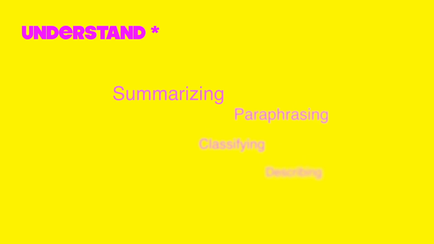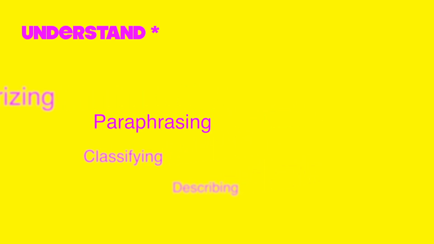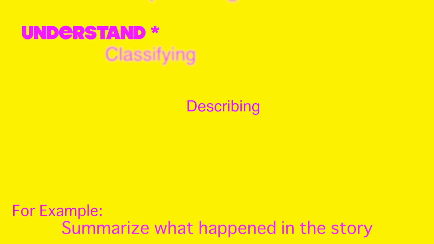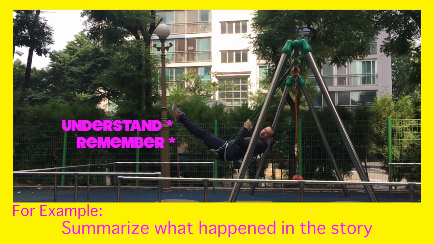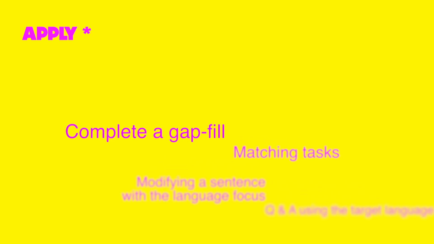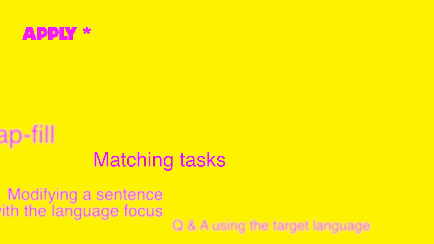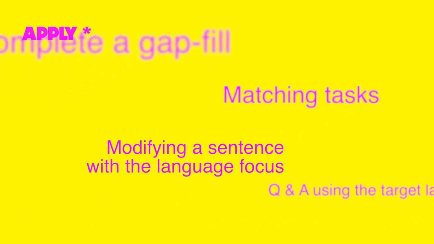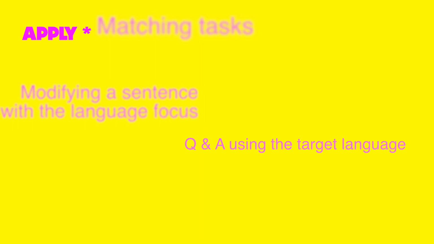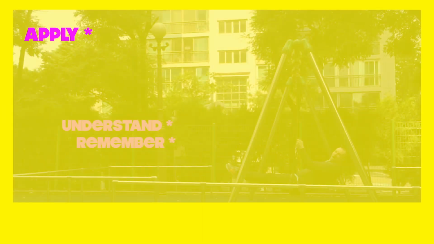So these are basic comprehension questions, it's just remembering. Understand. Students might be summarizing or paraphrasing or classifying things. So an example question might be, summarize what happened in the story. Apply. In a language class, a good example of this would be the practice stage. Students are taking the target language for that lesson and they are applying it in some kind of controlled practice or controlled drills using that target language.